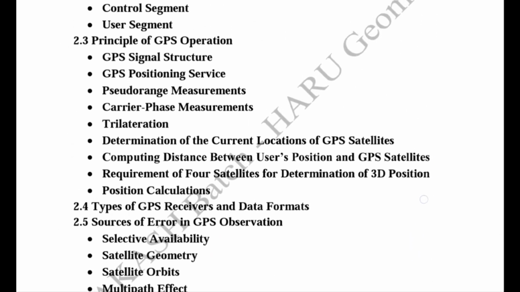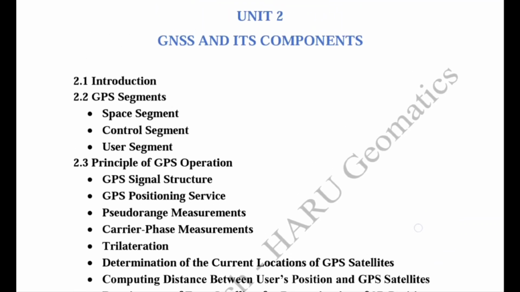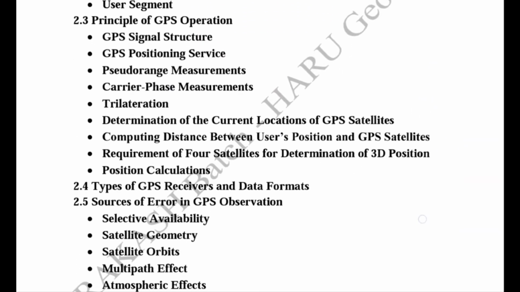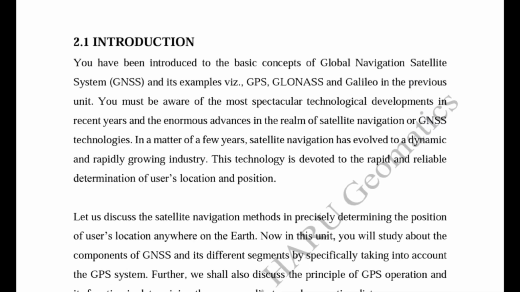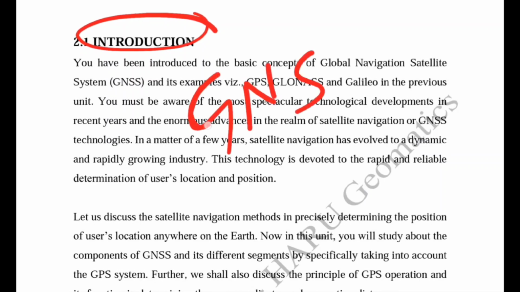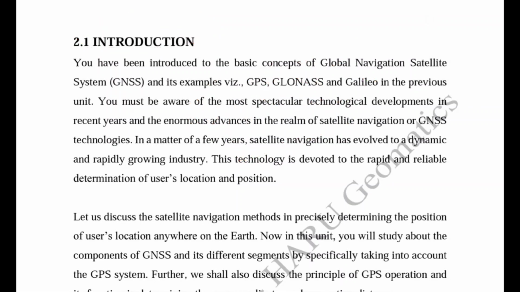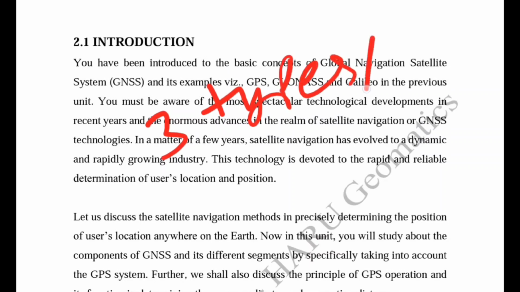So this is the index of Unit 2, and we will cover this unit in upcoming lectures. Today we will cover only two parts. First is the introduction, as we already know about GNSS, but another important things about GNSS will be discussed today. And after that we will study three types of, or we can say, components of GNSS.